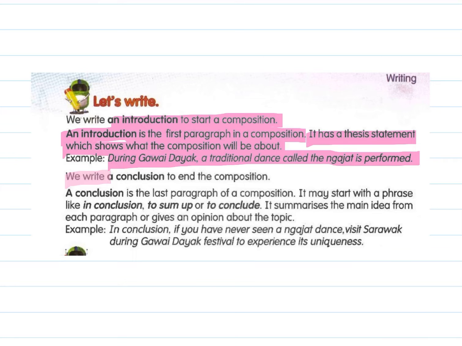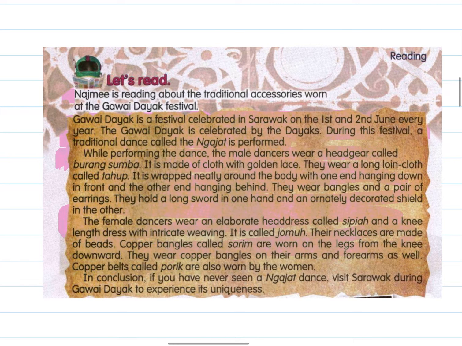We write a conclusion to end the composition. To end. If you watch a cartoon, like Tom and Jerry, at the end of the story, we write that, and there will appear the end. So the same goes with your composition, your essay writing, or your article, or your passage. You have to have a conclusion. You have to have a closure, to end your composition. So the last part. Let's look at this article again. So this is the conclusion, the closure.